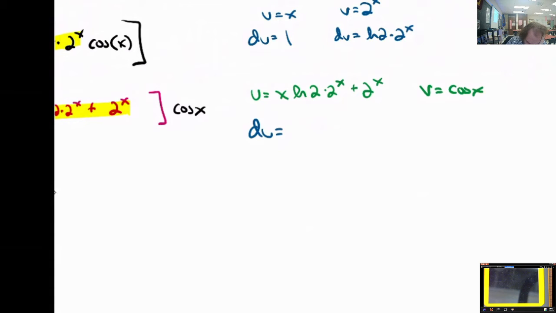The natural log of 2 is just a constant, so it can hang out in front. But it's the natural log, I guess the original first part would be natural log of 2 times x. So I'm just going to say x natural log of 2 times the derivative of the second, which would be natural log of 2 times 2 to the x, plus the derivative of the first, which would be natural log of 2, because the x just becomes 1, times 2 to the x. And that is plus the natural log of 2 times 2 to the x. That's the derivative of the 2 to the x part there. I think that's right. That's a lot of natural log of 2's. And the derivative of v is the negative sine of x.